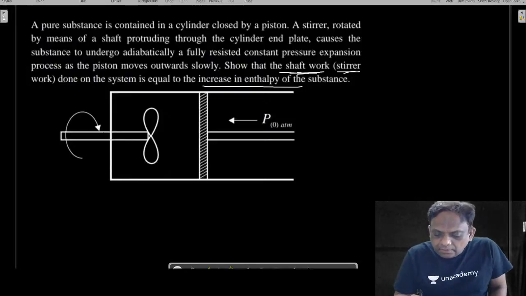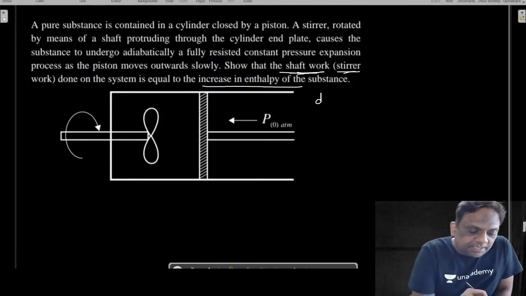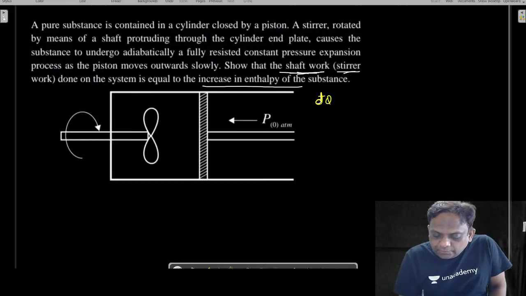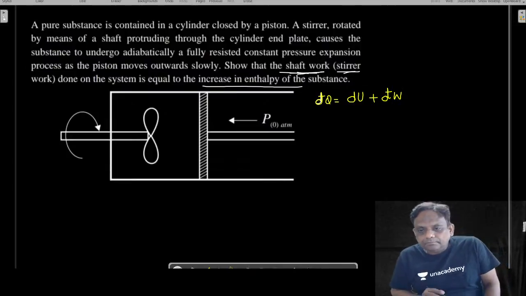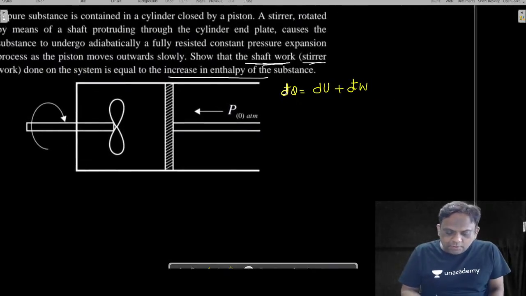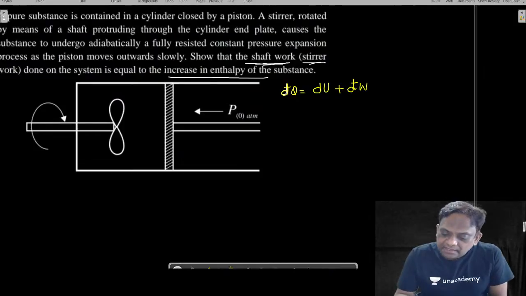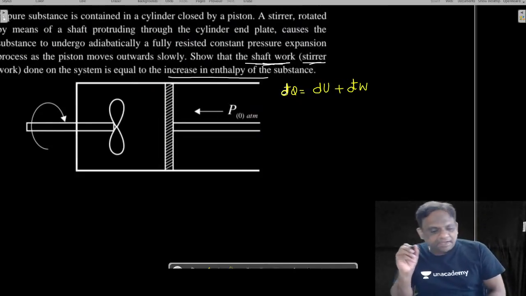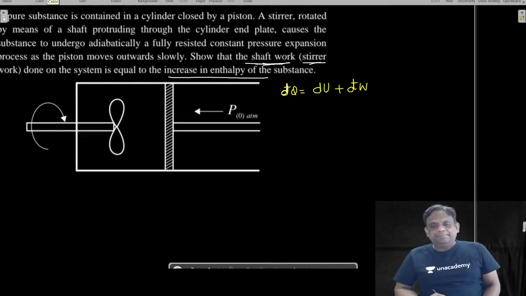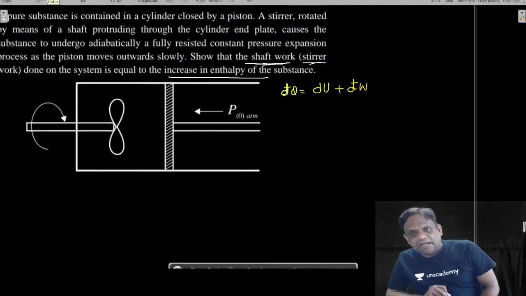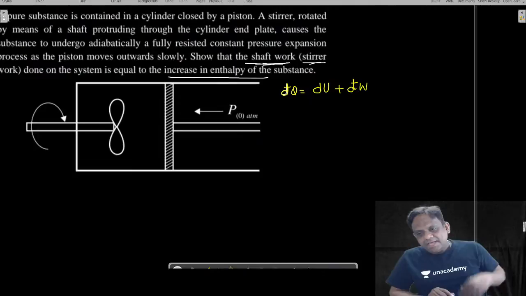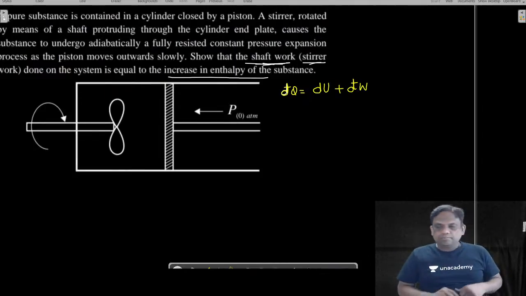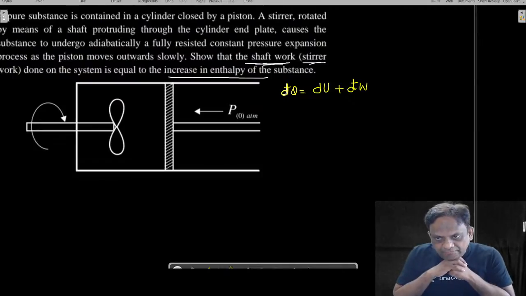Very simple question. Look, we'll change color. d dash q is equal to du plus d dash w. Okay, d dash q is equal to du plus d dash w. Now can you tell me how many works are there? This is the heat transfer to the system, this is the internal energy change, and this is the work. Can you tell me? Okay, let's take red. You tell me how many works are there? Anyone, if you tell, I'll be the happiest person. How many works are there?